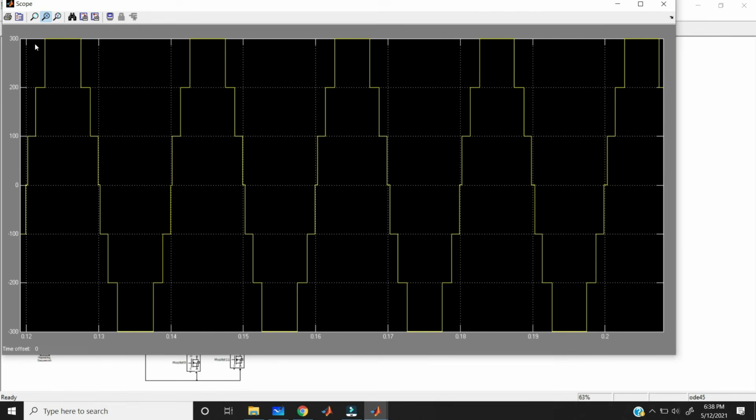Here I am taking 3 bridges, right? Each bridge I am taking 100 volts. Then you can get 300 volts as the output. Here for the first level 300 volts, second level 200, 100, 0, minus 100, minus 200, minus 300. Like this you can get the 7 levels.